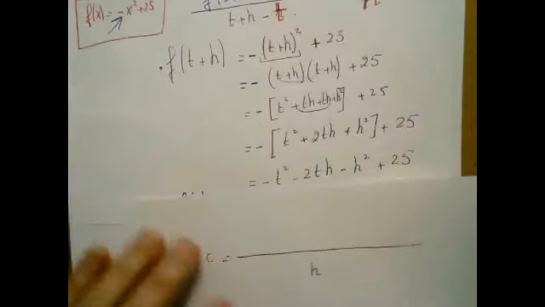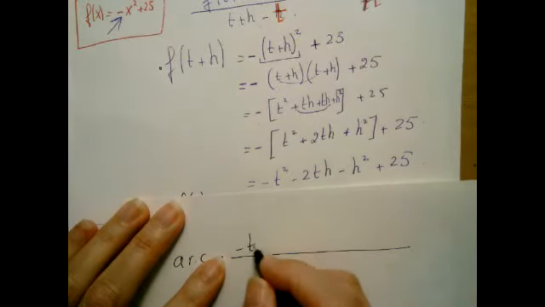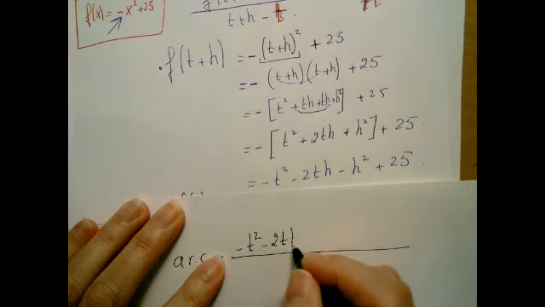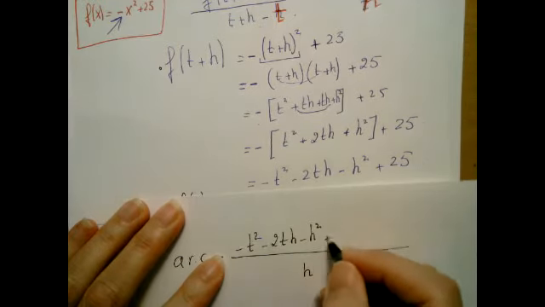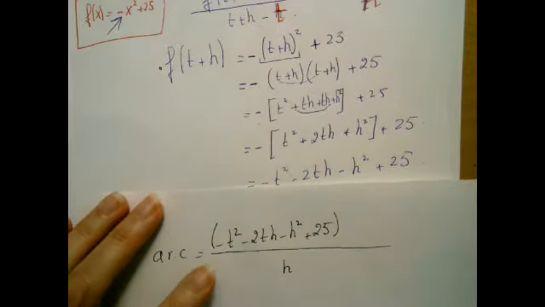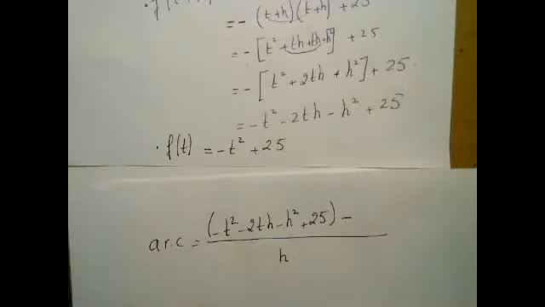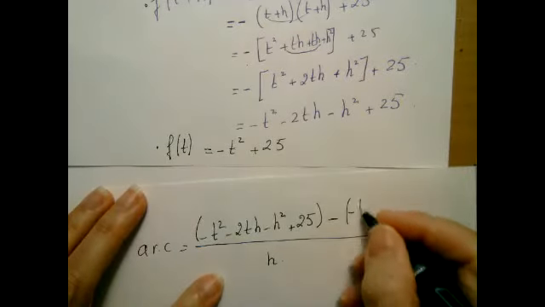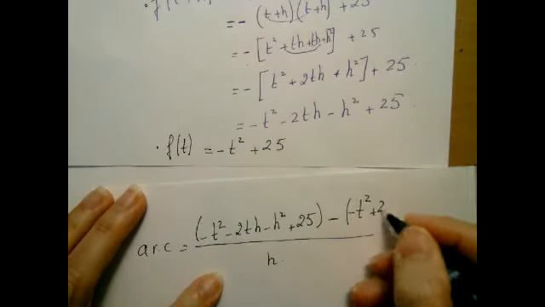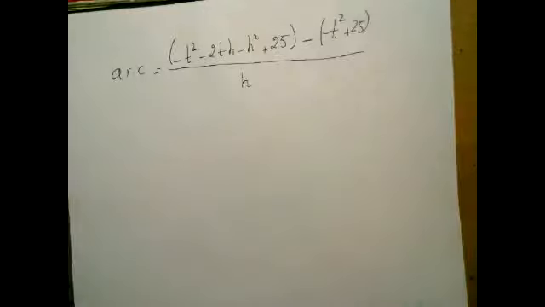Now I collect what I have, and I do f of t plus h. It's minus t squared minus 2th minus h squared plus 25. Watch, always parentheses, minus f of t. Now what's f of t? Again, parentheses, minus t squared plus 25. You lose your parentheses, you lose a lot. So now we're done. We just have to kind of simplify.